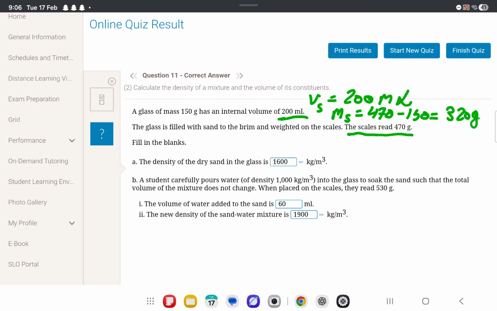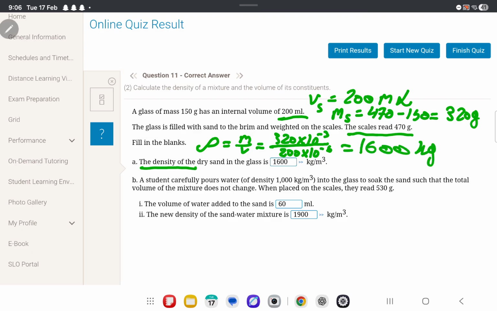Right, now the density of the dry sand is mass over volume. So 320 times 10 power minus 3 kilogram over the volume, which is 200 times 10 power minus 6 meter cubed. Right? So let's do that. You're going to get 1,600 kilogram per meter cubed.